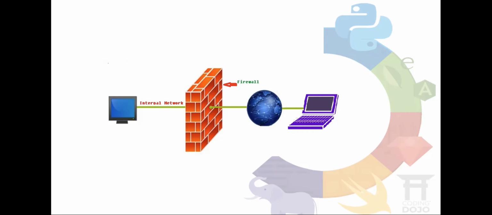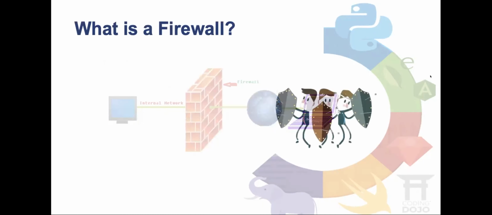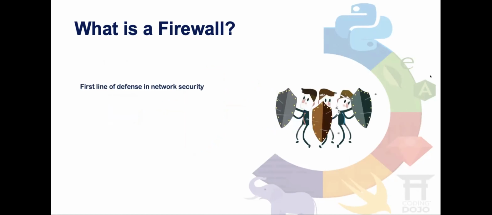So literally, we are all security professionals. So I really appreciate that, and that is excellent. So we are moving on to the next slide where I explain what a firewall is, but you've already given me all the definitions I want. So it's mostly a first line of defense in network security.